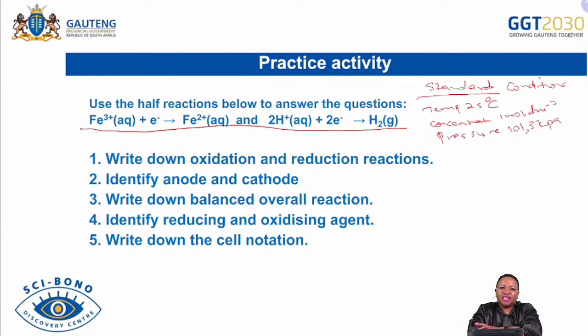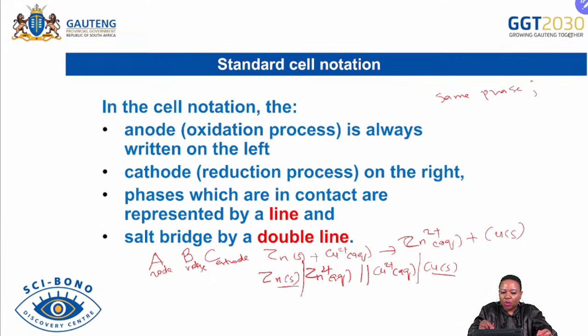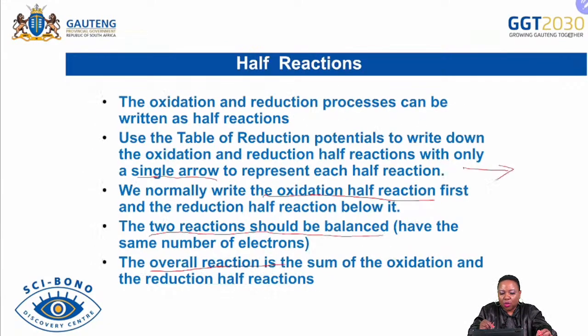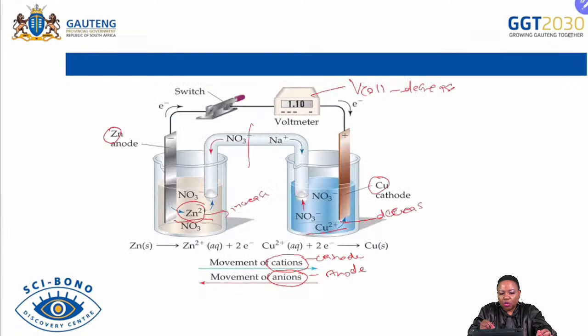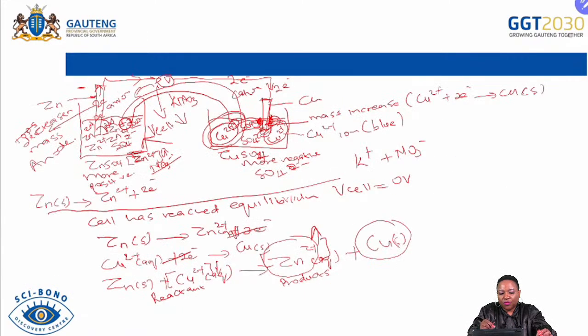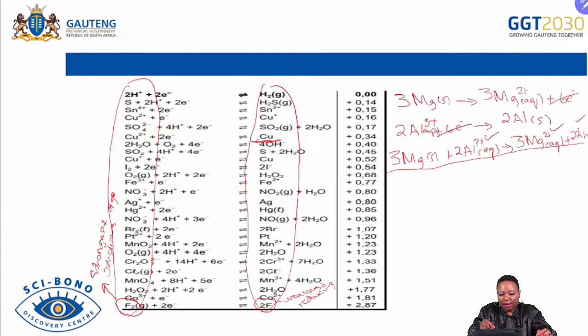So let's look at this activity and see whether we can write our oxidation, our reduction, and identify our anode and the cathode, our oxidizing agent and our reducing agent, and the cell notation. So we are provided with the Fe2+ and Fe3+ half cell, and a hydrogen half cell. The first thing we need to find out is which one undergoes oxidation and which one undergoes reduction. So we'll go to our reduction potential table, which for my sake is at the back there.